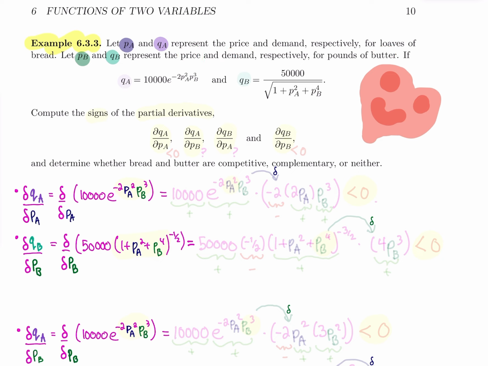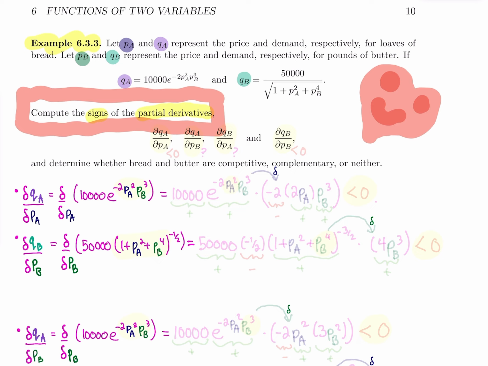So QA is going to be modeled as a function of the price of item A and the price of item B with the following formula. It's 10,000 times e to the power of minus 2 PA squared PB cubed, and QB is modeled by 50,000 divided by the square root of 1 plus PA squared plus PB to the power 4. So what we're going to do in this example is compute the sign of all partial derivatives.